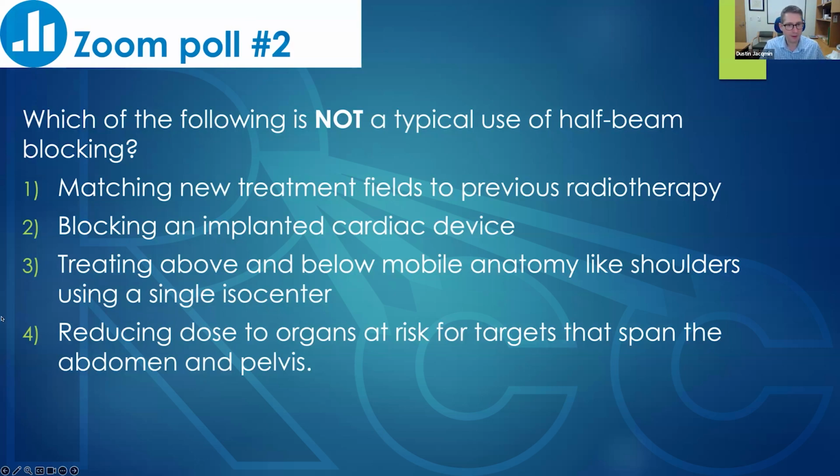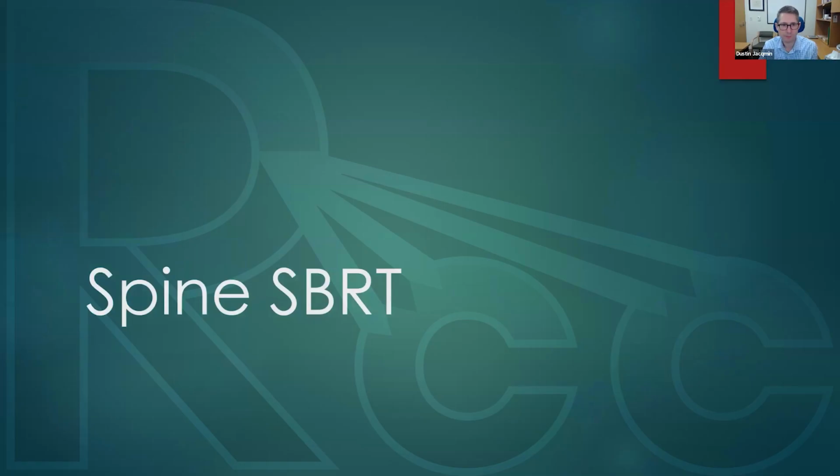All right, it's been 1 minute. Let's see what we have for an answer here. The correct answer is 2. You certainly could use a half beam block to block an implanted device, but most often you would just simply place that out of the field, off axis. And these other examples here are uses of half beam blocking for palliative radiotherapy.